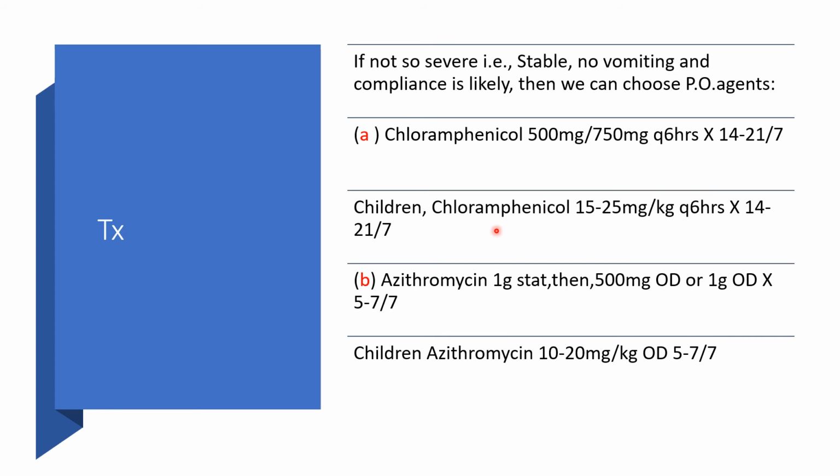In children, chloramphenicol 15 to 25 milligram per kilogram every 6 hours for 14 to 21 days. You can go for azithromycin, 1 gram start. Then 500 milligram once daily, or you go for 1 gram once daily for 5 to 7 days. Children, azithromycin will be 10 to 20 milligram once daily for 5 to 7 days.